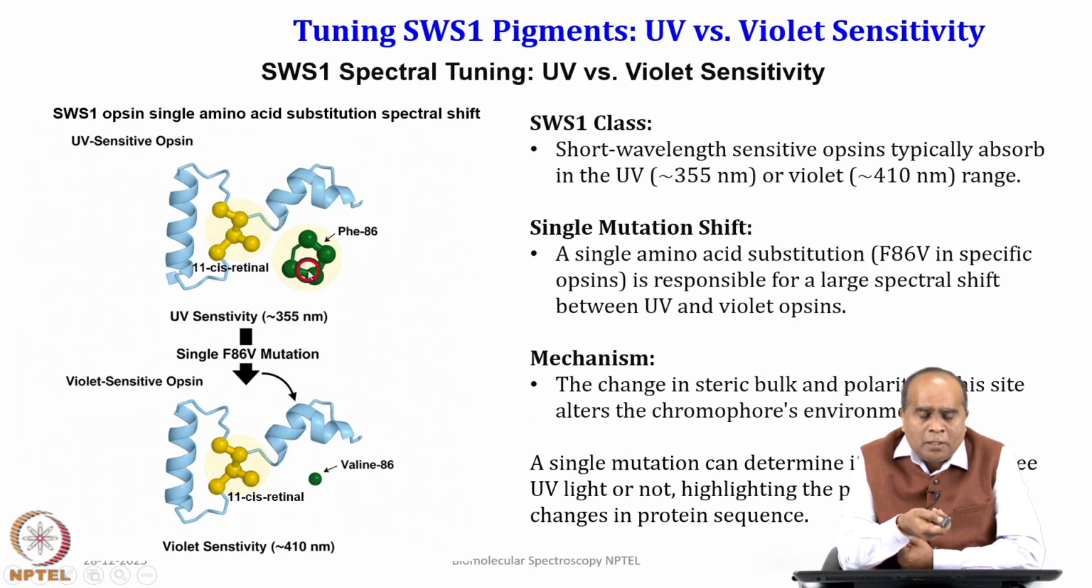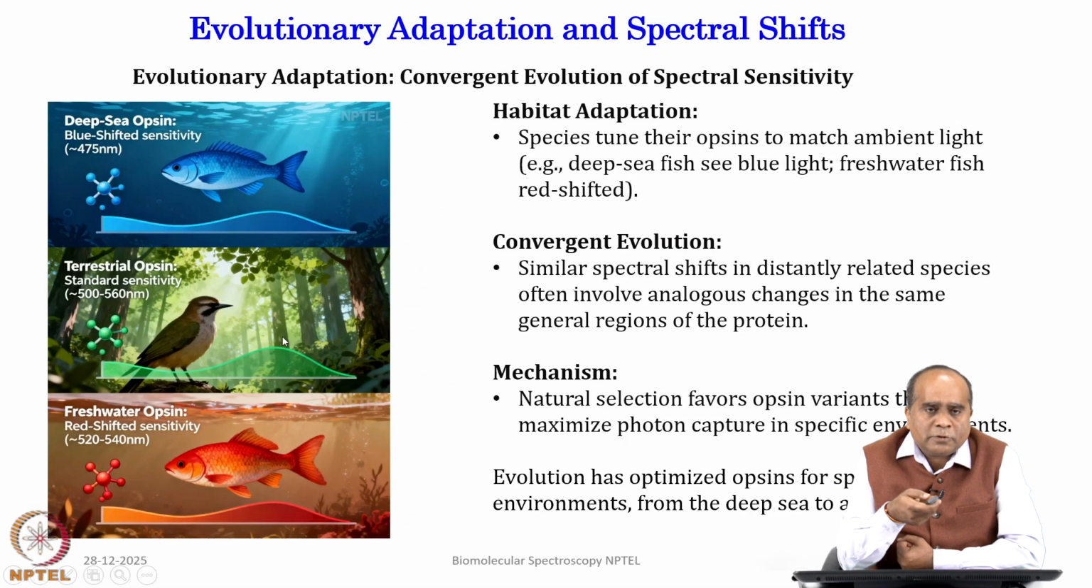Just by changing one amino acid, it can change what kind of light an animal is going to absorb. So, just to give you an example of how evolutionary adaptation happens: convergence of evolution with spectral sensitivity. It also determines the habitat. So, deep sea ocean, what is the color of the deep sea ocean? It is blue. So, blue shifted sensitivity you require, right.